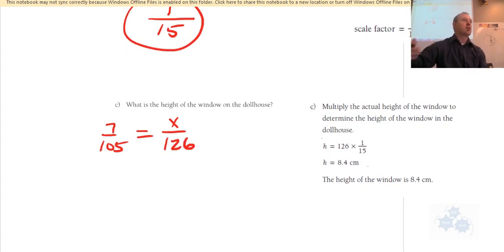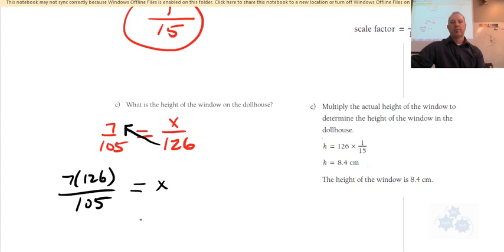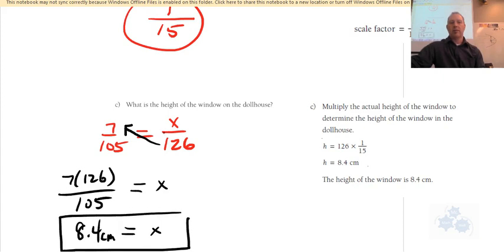That's kind of the way I've been teaching you, writing this as an equation, right? So 7 times 126, that could be moved up there. So this is what x actually looks like. And then x is going to equal 8.4 centimeters, because that's the unit that we're talking about. So what is the height of the window on the dollhouse? That's what we're solving for. X, window on the dollhouse. 8.4 centimeters. Okay? So don't write 1 to 8.4. Don't write just 8.4. It has to be 8.4 centimeters. Okay?